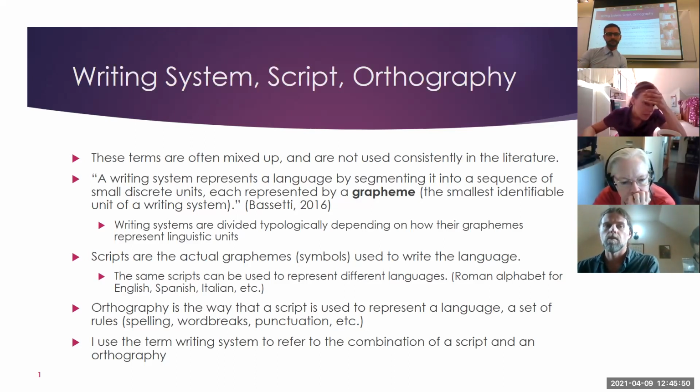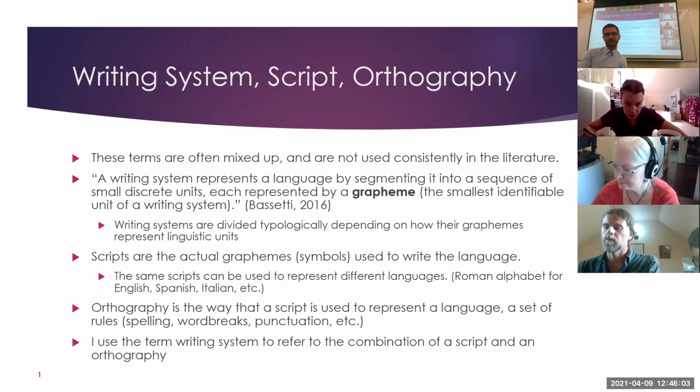So the same script can be used to represent different languages, like the Roman alphabet for English and Spanish and Italian. And then orthography refers to the way that a script is used to represent a language, including rules like spelling, word breaks, punctuation. So when I refer to a writing system, I am referring to the combination of a script and an orthography. Today I will be mostly talking about scripts. I'm not going to talk about punctuation or spelling.